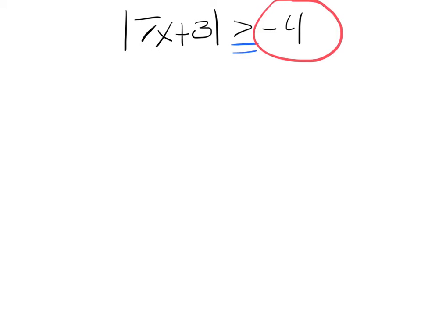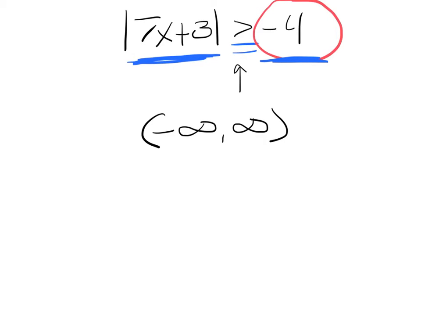In this case, this is asking when is this absolute value expression going to be greater than negative 4? And again, this is because this is a greater than sign. But because you're asking when the absolute value expression is going to be greater than a negative number, the answer is always. It has to always be greater than a negative number. And the solution set then here is negative infinity to infinity.